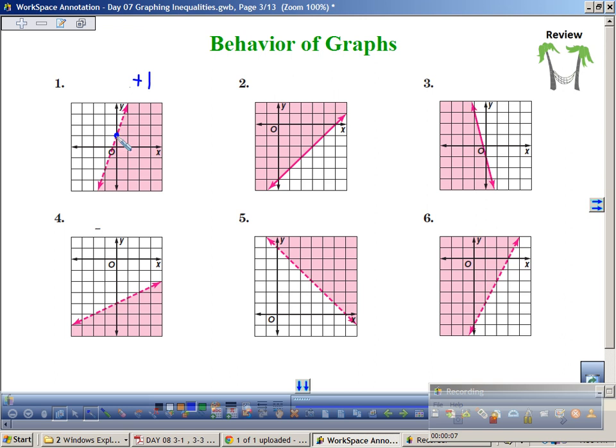Then I would need my slope, right? That's a pretty steep slope. So my slope, I'm going to count from here, I'm going to count up 1, 2, 3 over 1. My slope is 3 over 1 or just 3.